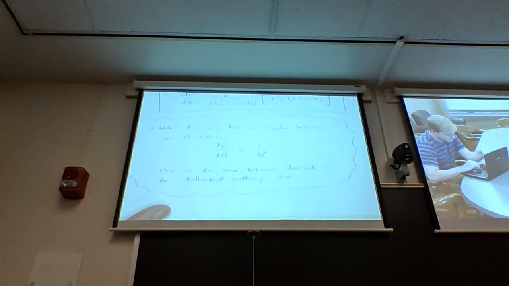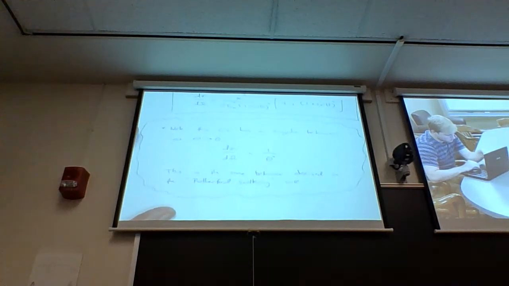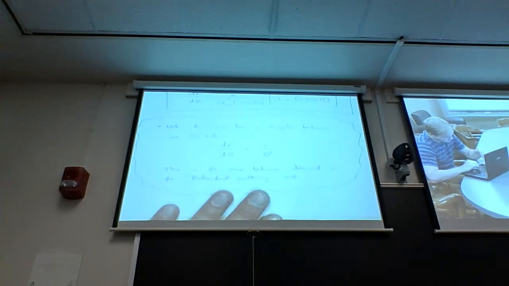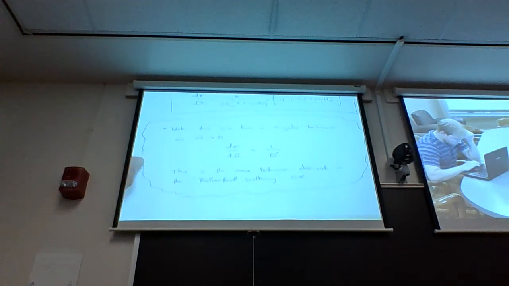It is actually 1 minus cosine theta is equal to 2 sine squared theta over 2. Yeah, usually it's written in terms of the sine squared. That's the way I remember it. But anyways, it's the same behavior, the same type of behavior that you observe in Rutherford scattering.